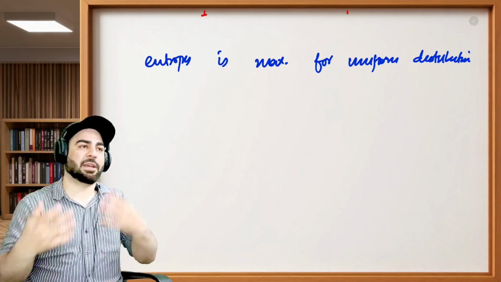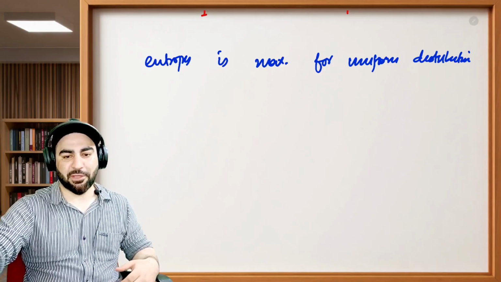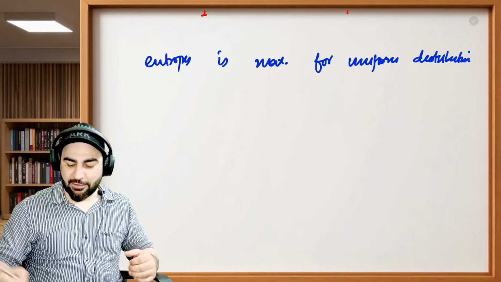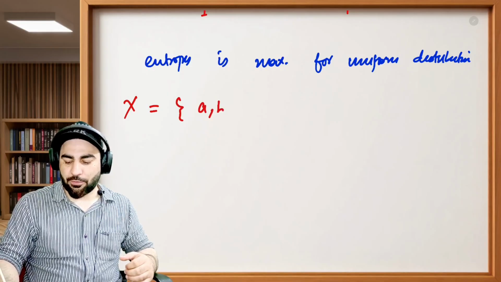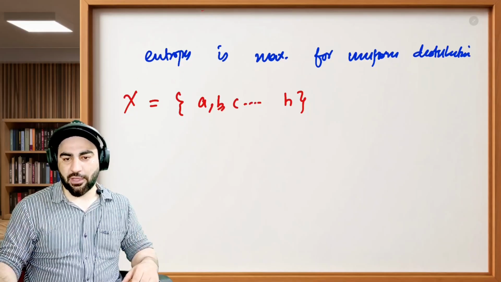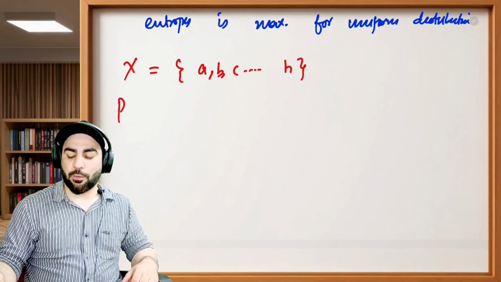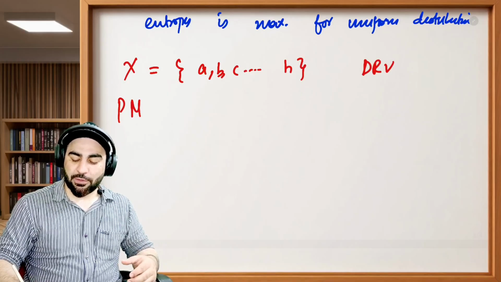Why is it maximum? Because you saw that there is nowhere that you can use a smaller number of bits. Let me take an example to make you understand this. Suppose we have a random variable x again. Say it takes 8 states: a, b, c till h. So these are the 8 values it can take. Now I'll give you the probability distribution. I'll give you the probability mass function because this is a discrete random variable.